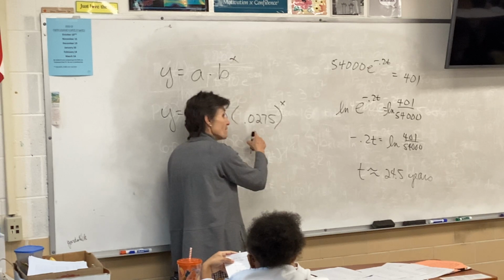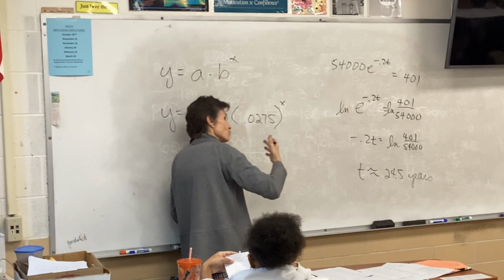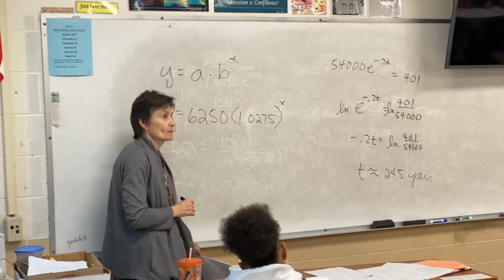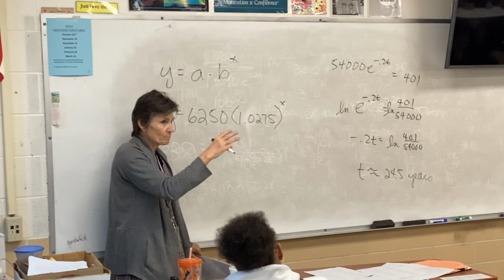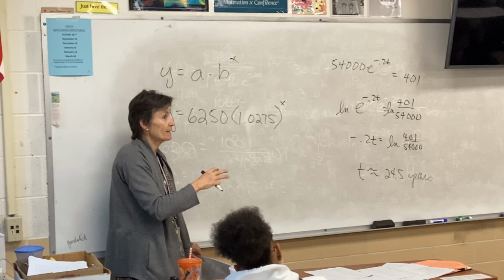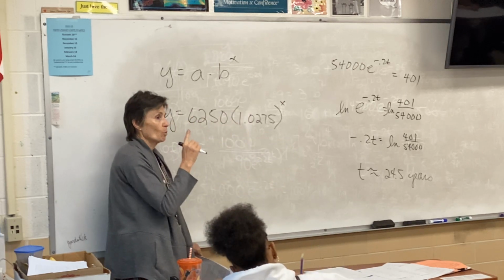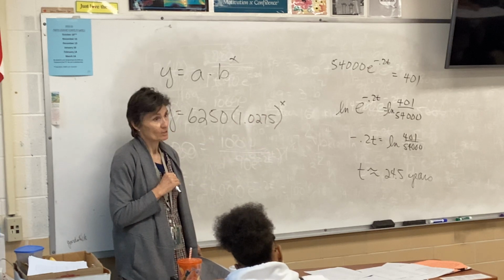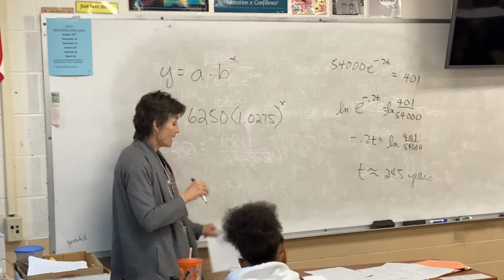So 0.0275 is the correct decimal. But because my population is growing, don't I have to add it to 1? We always add or subtract our percentage from 1. 1 is the baseline. So 1 plus if it's growing, 1 minus if it is shrinking. Always.